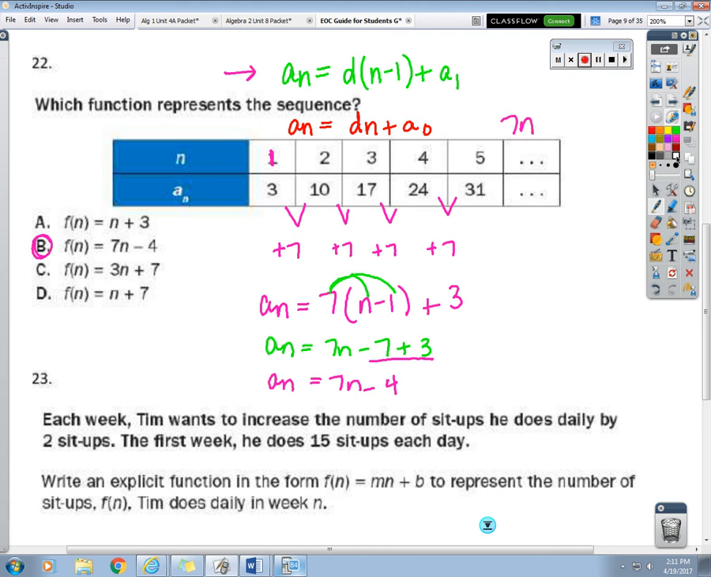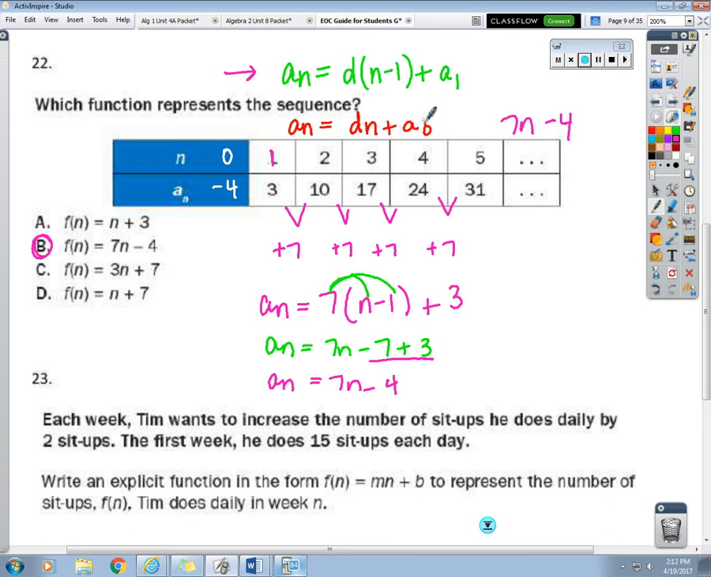A sub 0, think about it. The first term is 3, so 0 would be the 0th term. If we went backwards following this pattern, the 0th term would have been what? Negative 4, because if we went 3 and then down 7, backwards, it would take us to negative 4. 7n minus 4. So that's kind of like a shortcut method if you can remember that the D always goes by the n and then you just add the 0th term.